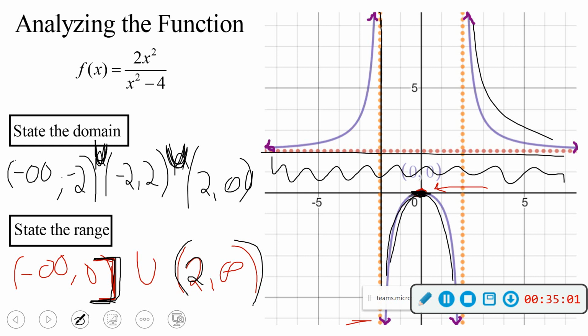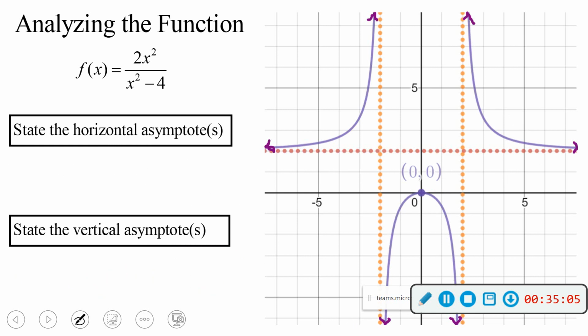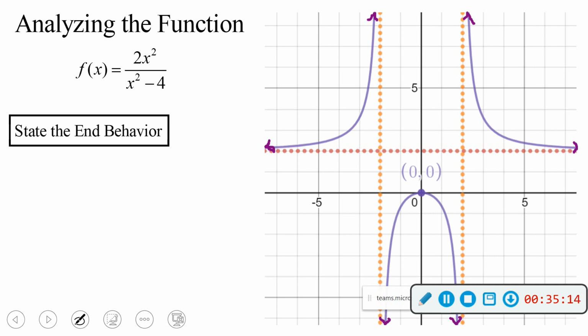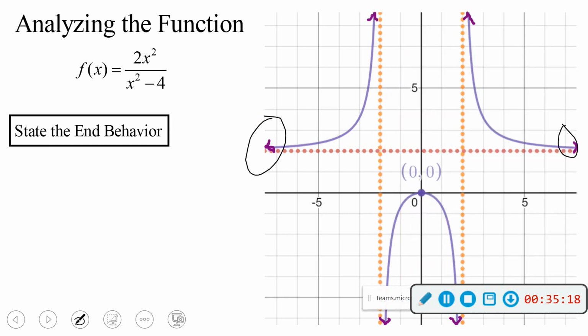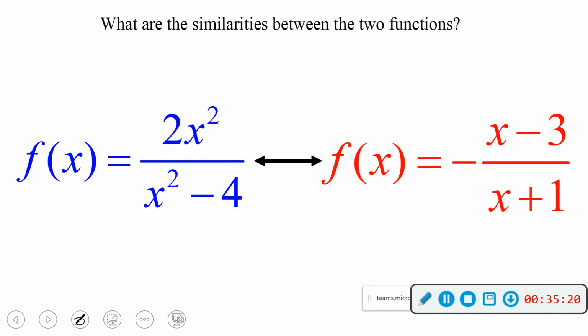That is a commonly missed question that you guys can do. Asymptotes. Again, horizontal is y equals 2, vertical is x equals 2, and x equals negative 2. And end behavior, I'm not going to write it out, but on both sides it is approaching positive 2 as it goes to the far left and to the far right.